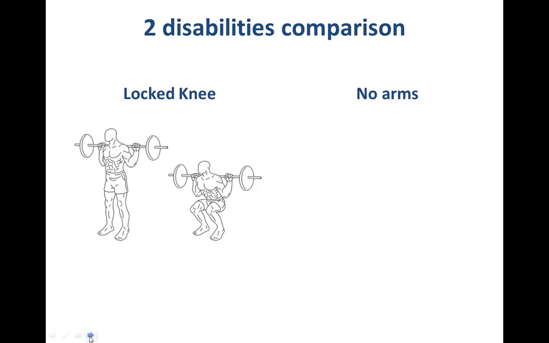So let's look at two examples of two people with disabilities. We've got someone who's got a locked knee and someone who's got no arms. So if we look at locked knee to start with, in this case, this person is required to complete an assessment task that requires them to teach someone the squatting exercise. So we've got the squatting exercise.